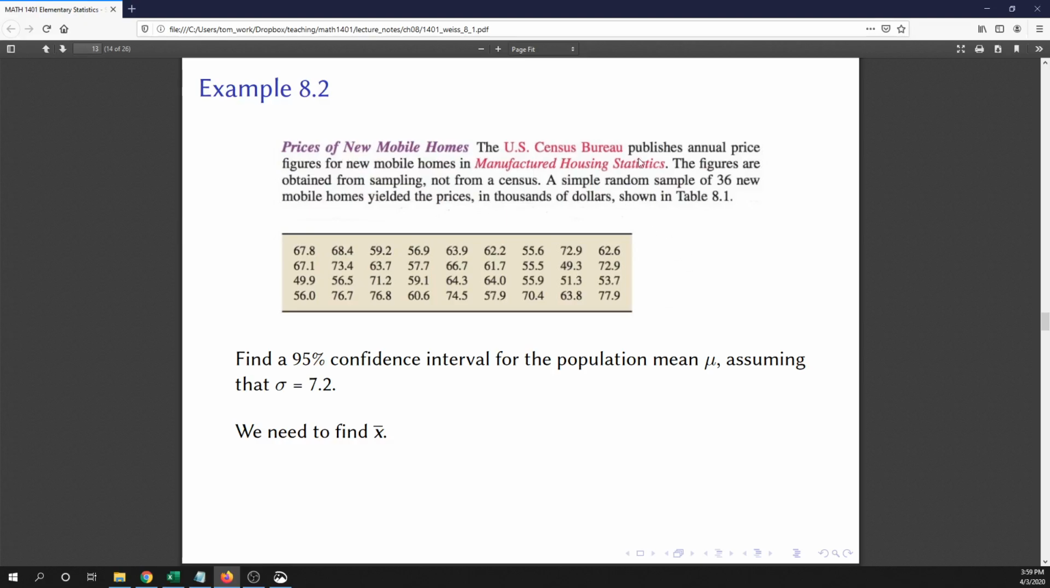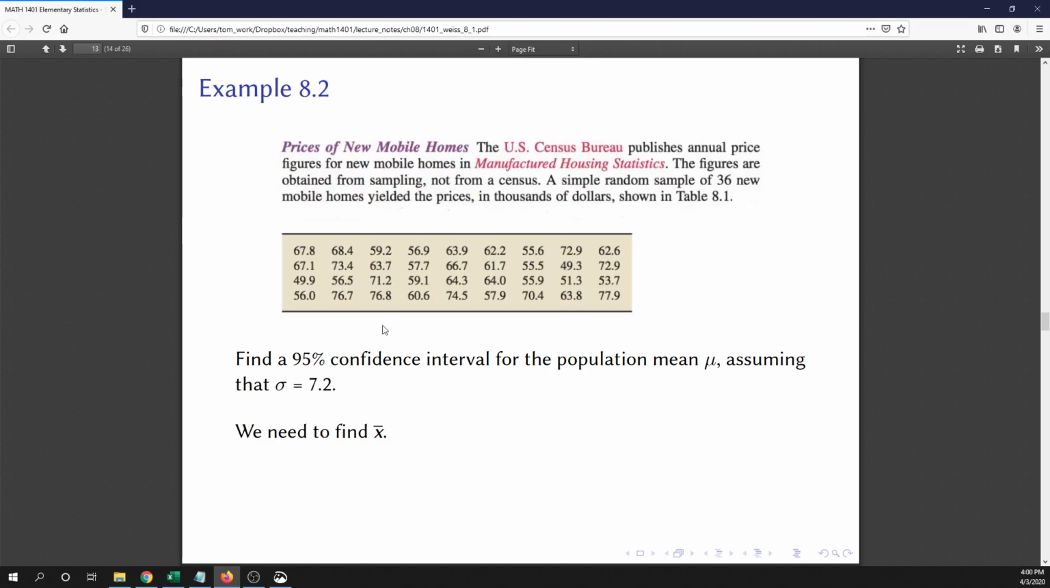It says the U.S. Census Bureau publishes annual price figures for new mobile homes and manufactured housing statistics. The figures are obtained from sampling, not from a census. A simple random sample of 36 new mobile homes yielded the prices in thousands of dollars shown in table 8.1. So here is the data set, and we want a 95% confidence interval for the population mean. So that's our confidence level. We are given that the population standard deviation is 7.2.